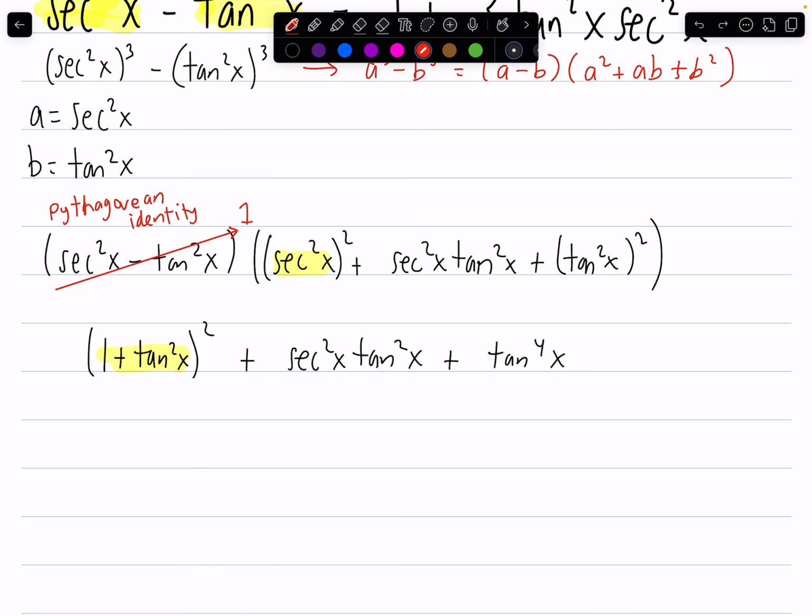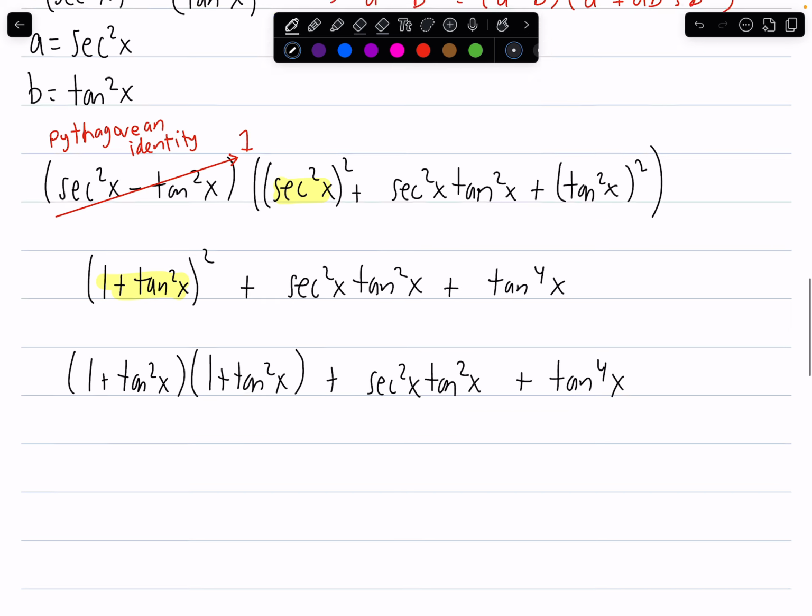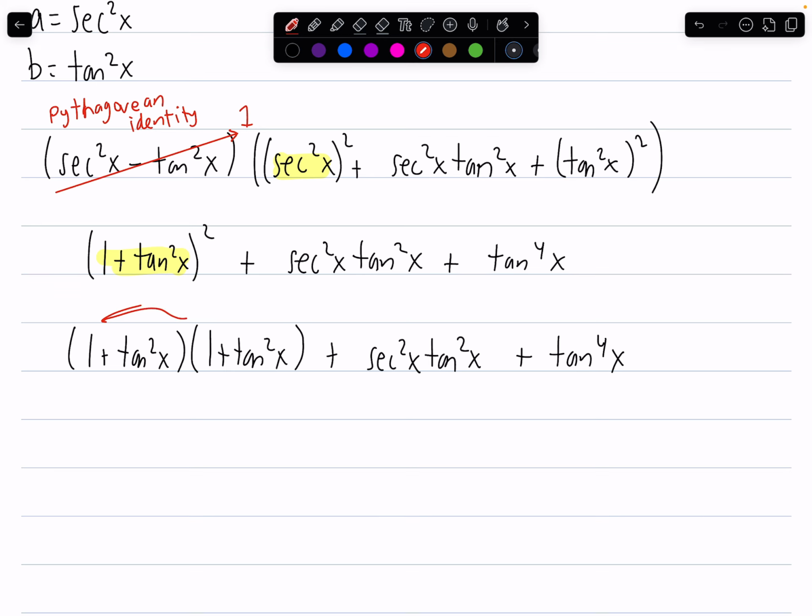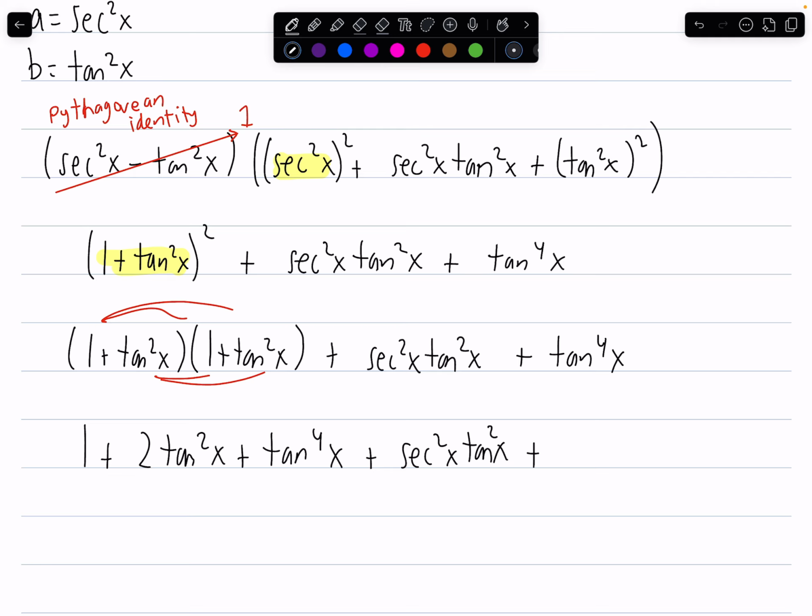So now over here, the 1 plus tan squared x, I'm going to just expand this out. So you have 1 plus tan squared x times 1 plus tan squared x plus secant squared x, tan squared x plus tan 4x. And then from here, I'm going to FOIL this whole thing out. So I'm going to FOIL this out, and what do I end up with? I end up with 1 plus 2 tan squared x plus tan 4x plus secant squared x tan squared x plus tan 4x.